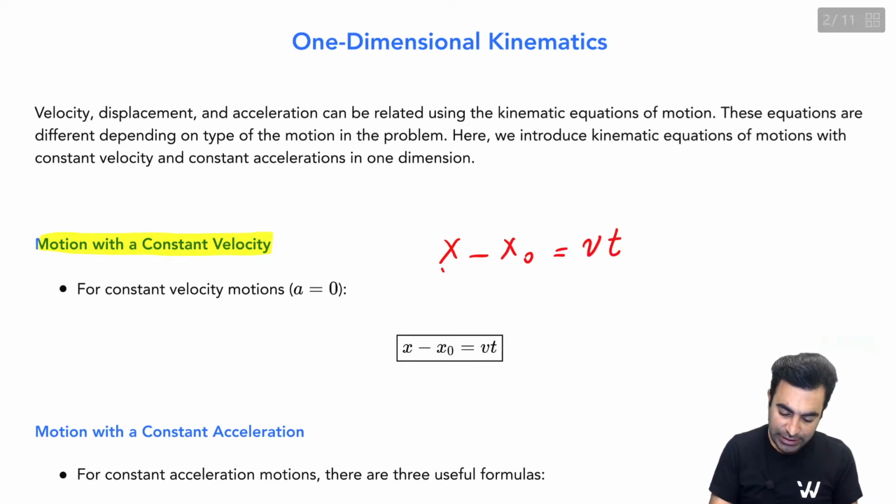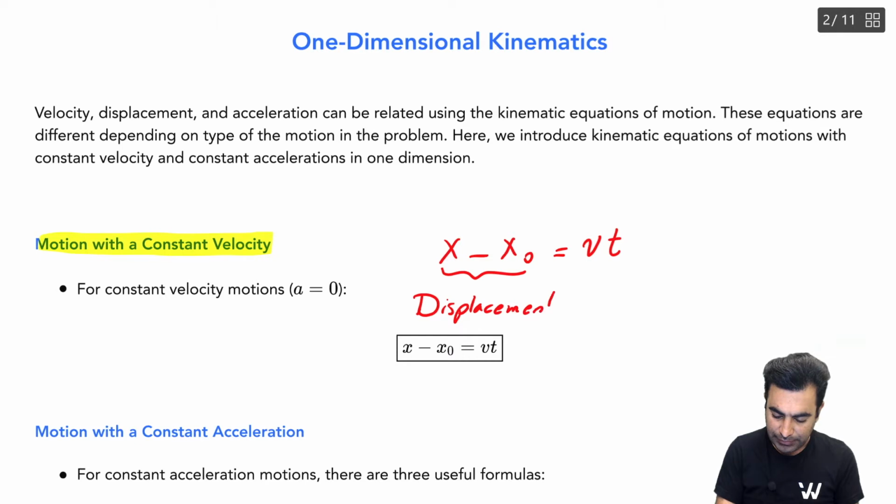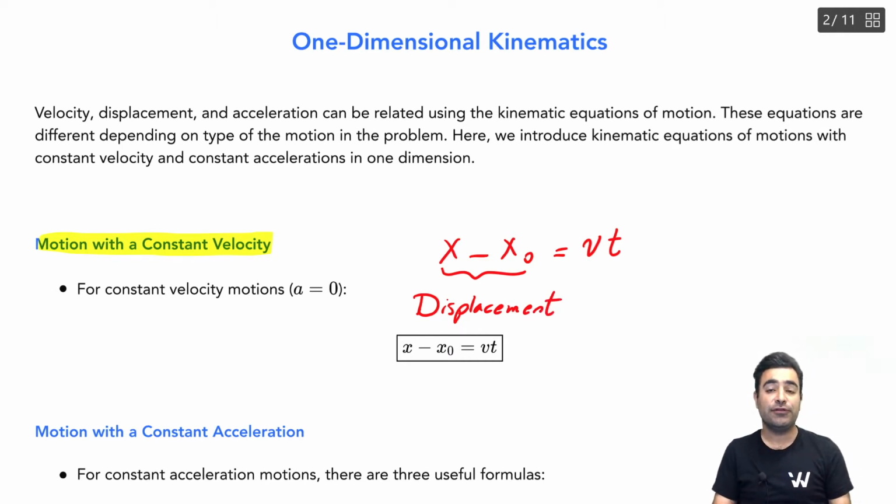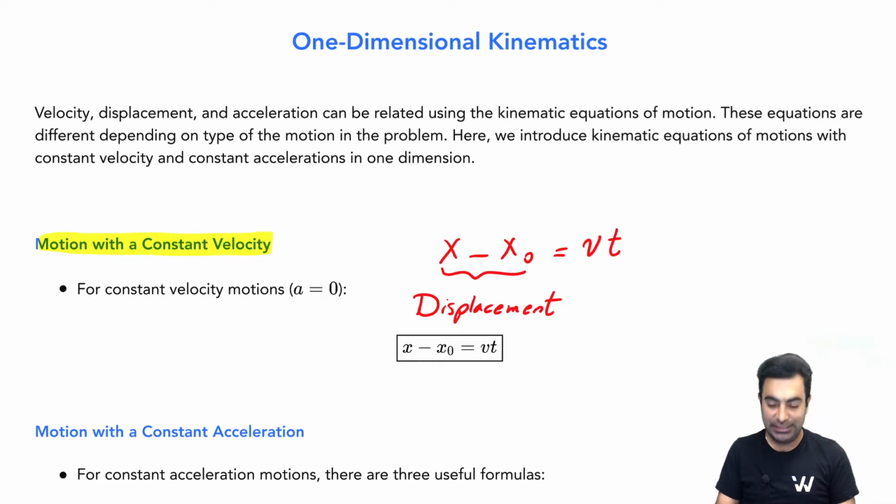So here, x minus x naught is basically the displacement of the object. v is the speed or the velocity of the object, and t is the time it takes to complete this motion. You can consider that x naught and x here are the initial and final position of the particle. That's why if we subtract the initial position from the final position, we can find the displacement of the object during that time.